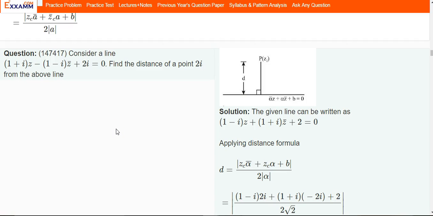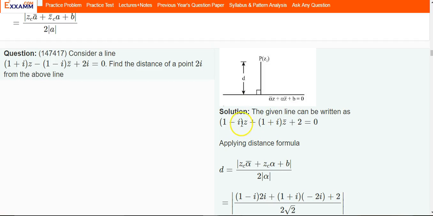Now let us take a very simple example in which we will be putting the values in the formula, but it would reinforce our understanding of this particular formula, that is the distance between a point and a line. We know that if the equation of the line is alpha bar z plus alpha z bar plus b, and the coordinates of the point are say z2, then in that case we have to just put the value of z2 here instead of z and take the modulus and divide it by 2 modulus of alpha.